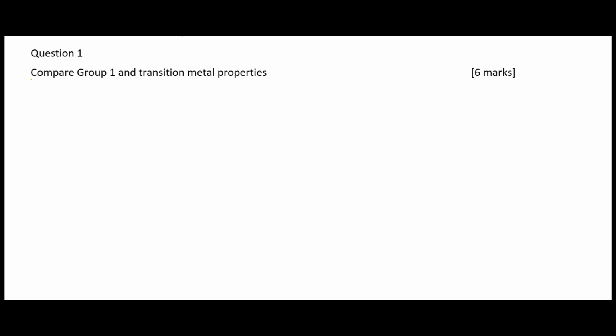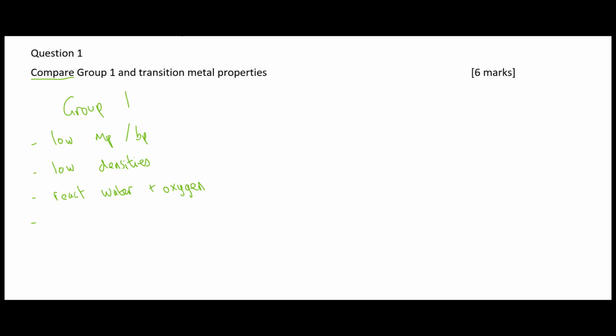Here we're asked to compare, and compare is our command word. We're asked to compare the group 1 and transition metals. Well, if we start with the group 1, you guys should know that group 1 metals tend to have a low melting point and boiling point. They have very low densities, which means they actually float when we put them in water. And they're quite reactive because they react with water and they react with oxygen in the air.